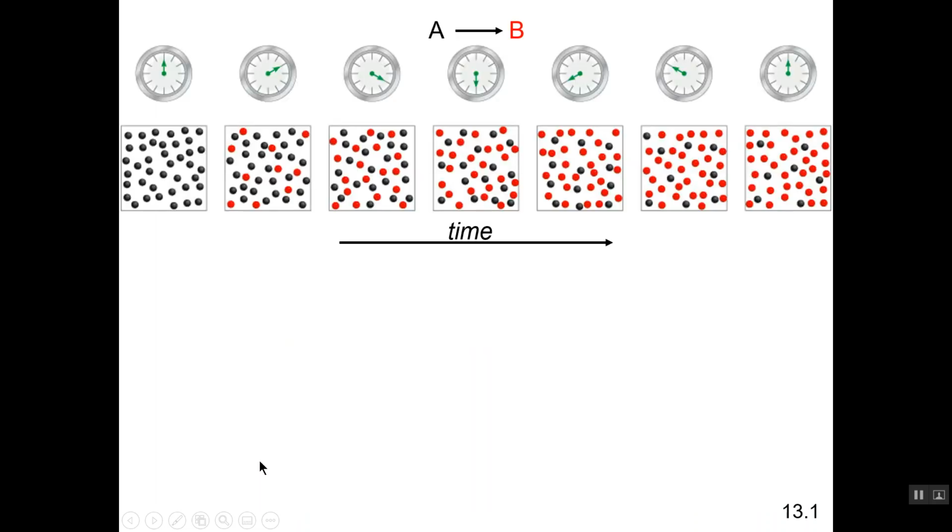Okay, so this is just a pictorial representation of the same reaction. In this particular model, the black spheres represent the molecules of A, and the red spheres represent the molecules of B. As you can see, as time progresses, there is a conversion of the A molecules to the B molecules. As you go from one box to the other, the amount of A molecules decreases and the amount of B molecules increases.